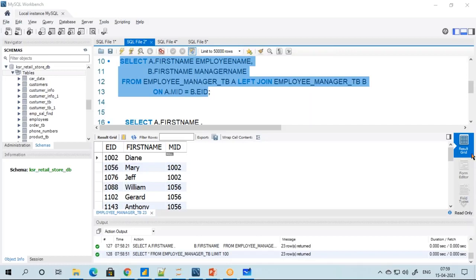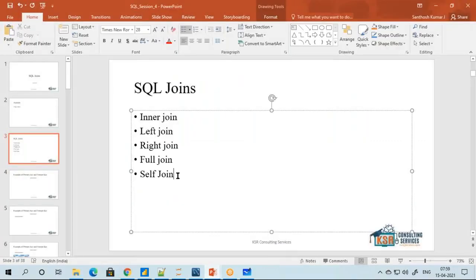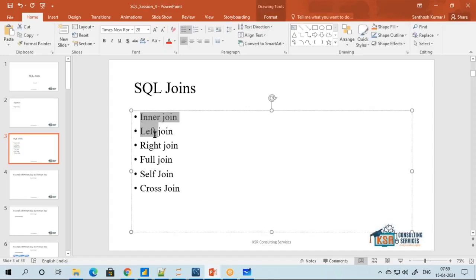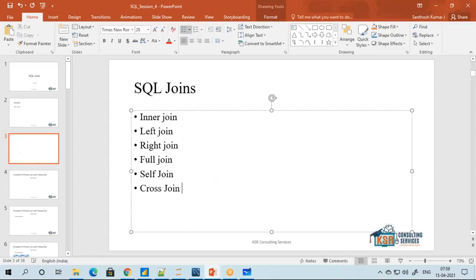Yes, Santosh. Now once we have seen this, there is one last join. It's called cross join. What is cross join? You have to explain to me. I have taught you all this. Santosh? Yes. Actually, Cartesian join is also there. Cross join is also called Cartesian join.